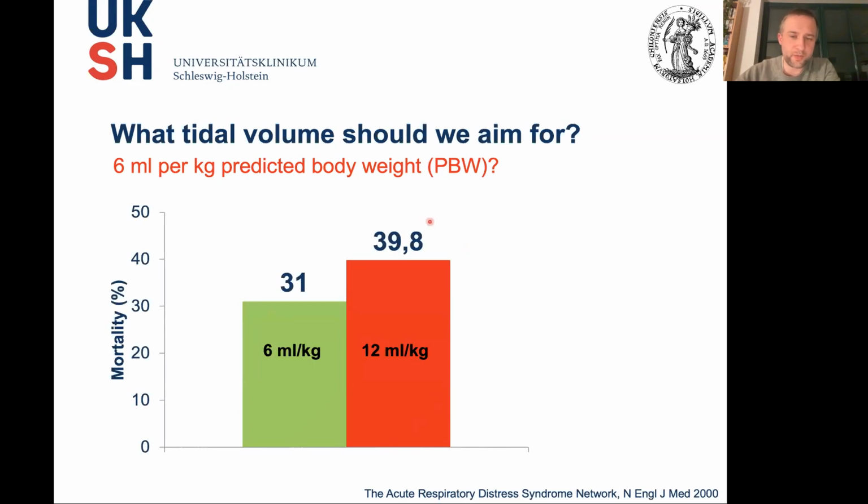So this was the main result of the ARDS Network study in the year 2000, that the overall mortality after 28 days was 39.8% with 12 milliliters per kilo predicted body weight tidal volume, and only 31% with 6 mLs per kilo. So this has since then become more or less common sense that it's obviously better to ventilate the patient with ARDS with 6 mLs per kilo than to ventilate them with 12 mLs per kilo.